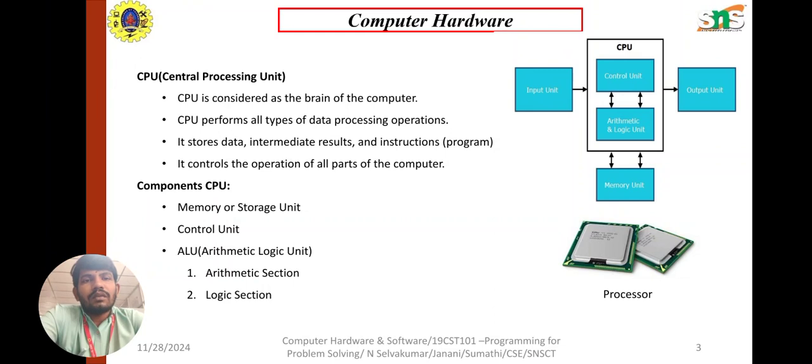What are the common components of a CPU in a computer? As mentioned on the right side, a CPU has a control unit, an arithmetic and logic unit, then an input unit and output unit, and then a memory unit. Finally, we have a processor. Without a processor we cannot do anything. These are the main components of the central processing unit.